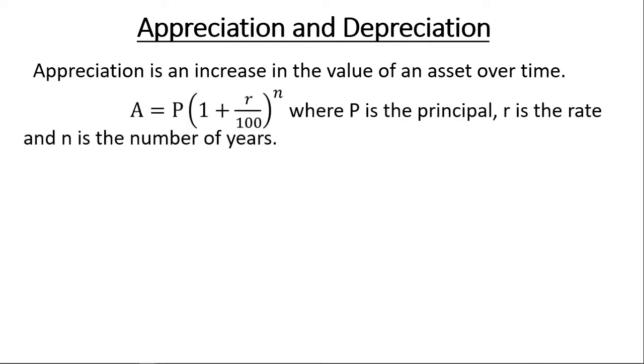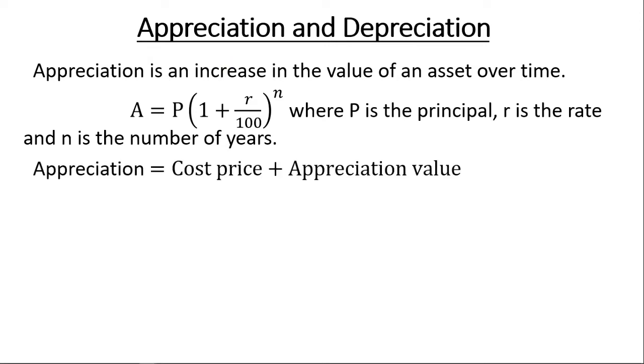A equals P, open your bracket, 1 plus R over 100, close your bracket to the power N, where P is the principal, R is the rate, and N is the number of years. When using the straight line method, appreciation equals cost price plus appreciation value.